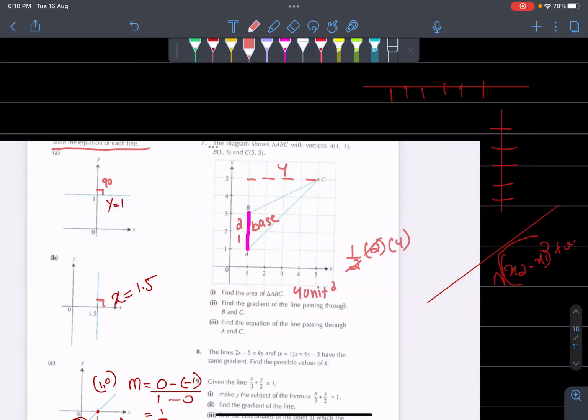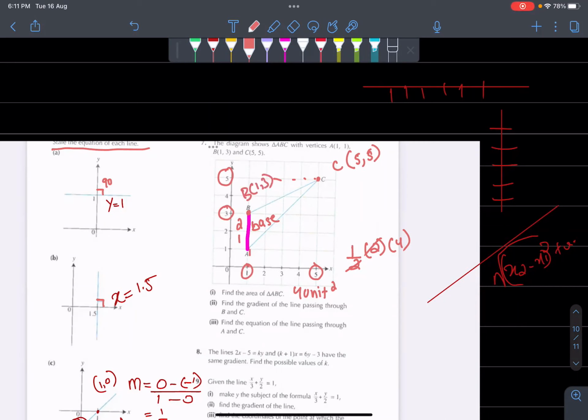Let's go to part B. Find the gradient of the line passing through B and C. Now, the problem is coordinates are not given to us. We need 2 coordinates for the gradient. But we can find the coordinates from the diagram. This point C coordinate is what? Come right below, we have 5 on the x-axis. So 5 comma, then move to the left, we have 5. 5 comma 5. And then we check for B. The level of B on x-axis is 1 and on y-axis it is 3. So B is 1 comma 3.